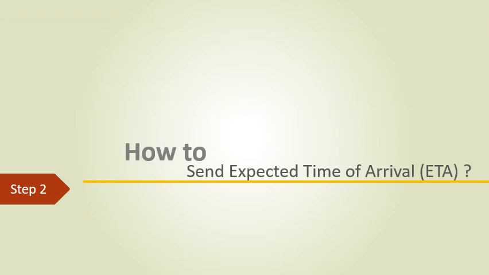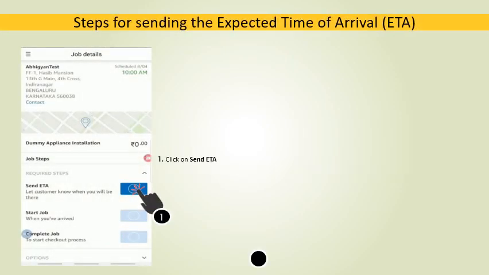Step 2: how to inform the customer what time you expect to arrive at their address. Once you know the details of the job and which one to fulfill, it is mandatory to inform the customer what time you are expected to arrive at their address using the Send ETA button. Make it a habit to send ETA before you start for the next job, as it will help the customer understand that you are on the way to their address and avoid confusion or anxiety.